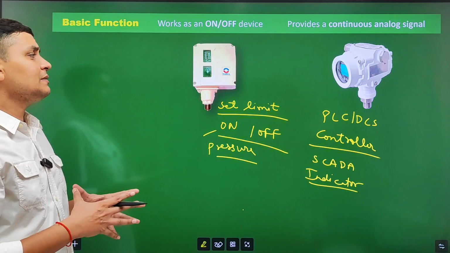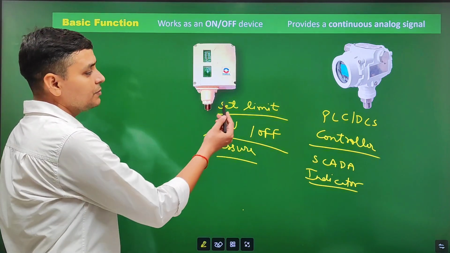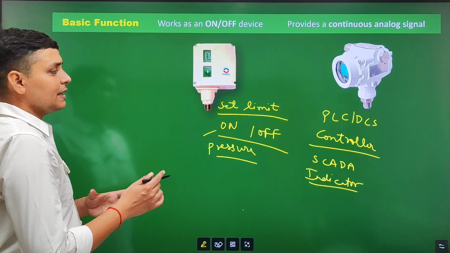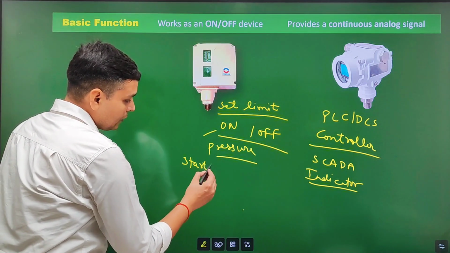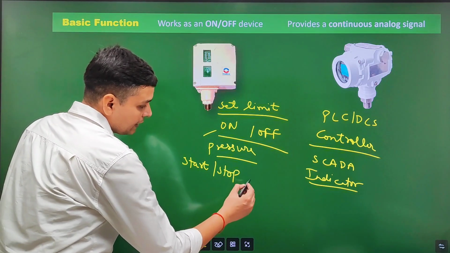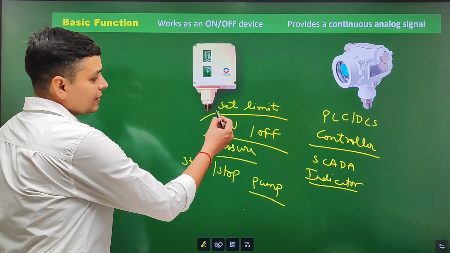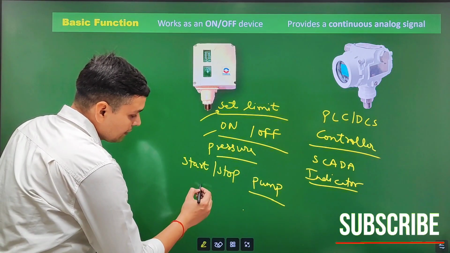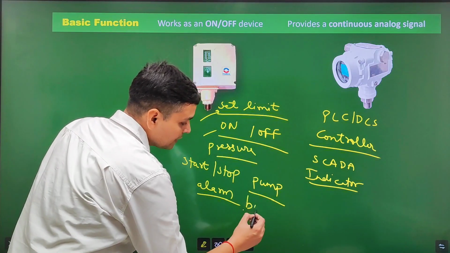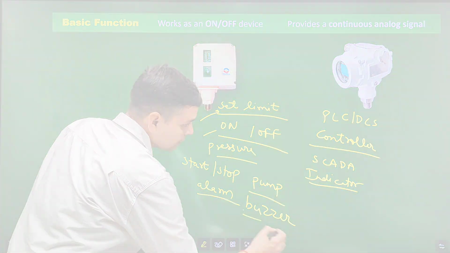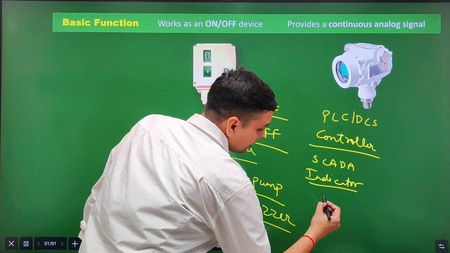So here is the basic difference that pressure switch tells the limit is crossed. Now do something. What does it mean? It means that at set limit we can start or stop any pump. On reaching this set limit, we can use it for alarm, we can use it for buzzer. And in pressure transmitter, this pressure data is transmitted in real time.